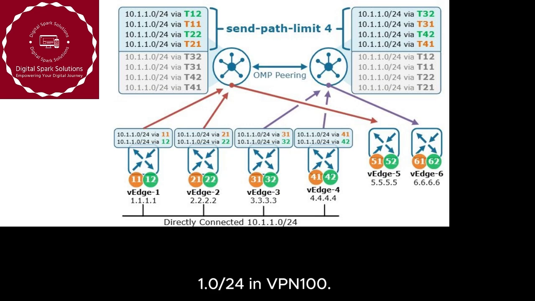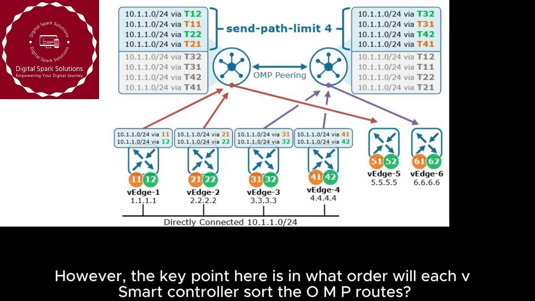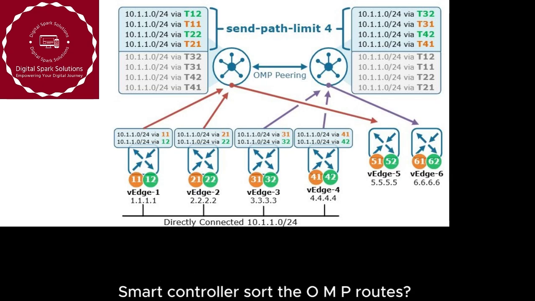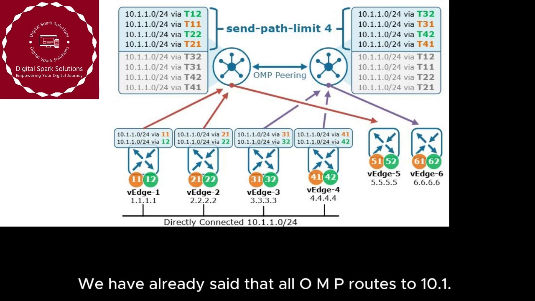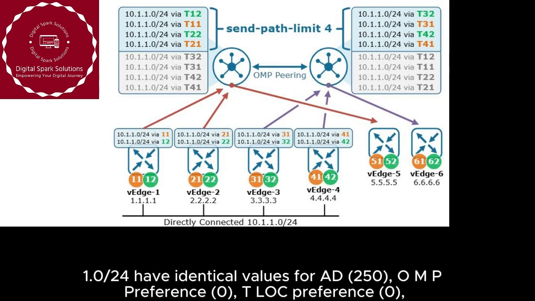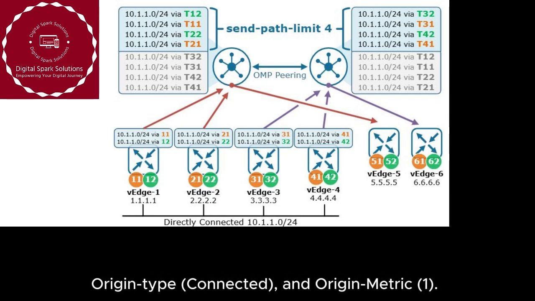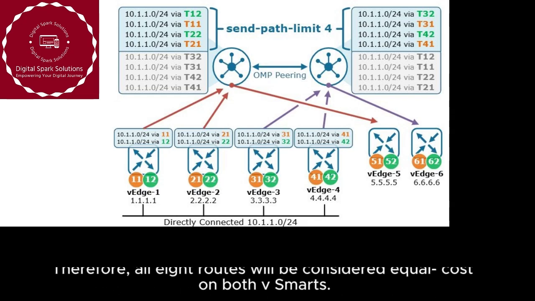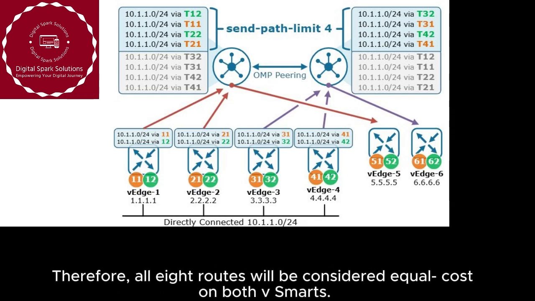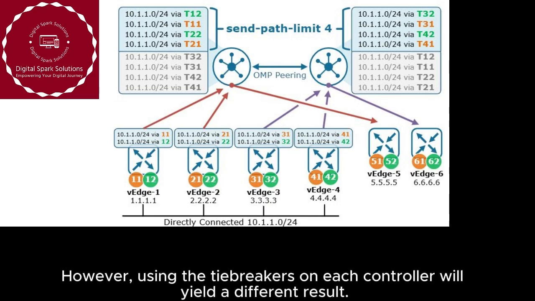However, the key point here is in what order each vSmart controller will sort the OMP routes. We have already said that all OMP routes to 10.1.1.0/24 have identical values for AD 250, OMP preference 0, TLOC preference 0, origin type connected, and origin metric 1. Therefore, all 8 routes will be considered equal cost on both vSmarts. However, using the tie-breakers on each controller will yield a different result.